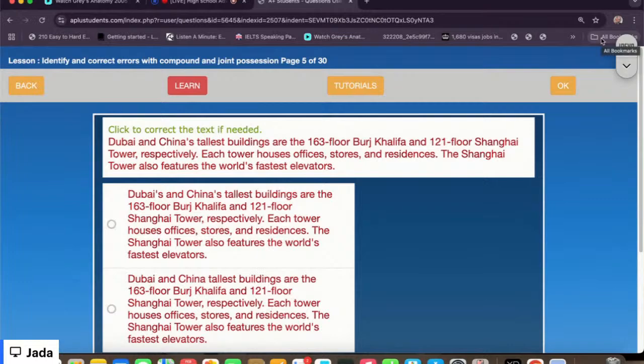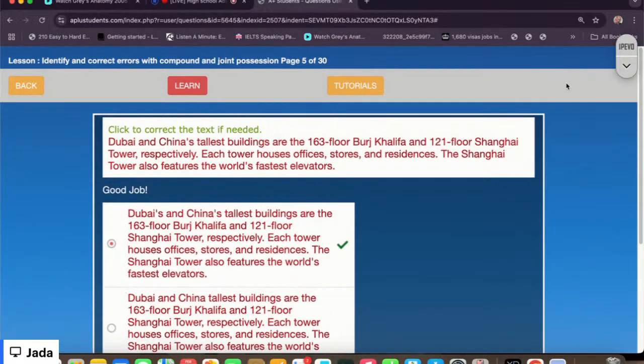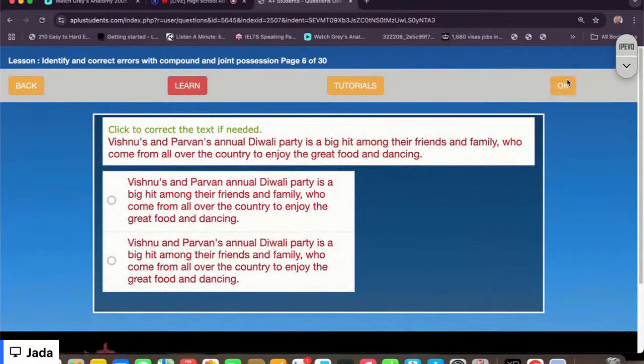So Dubai and China's tallest buildings are the 163-floor Burj Khalifa and the 121-floor Shanghai Tower, respectively. Each tower houses offices, stores, and residences. The Shanghai Tower also features the world's fastest elevator. So, what do you think over here? It's individual, they're not sharing a possession, so it's separate possession for each.